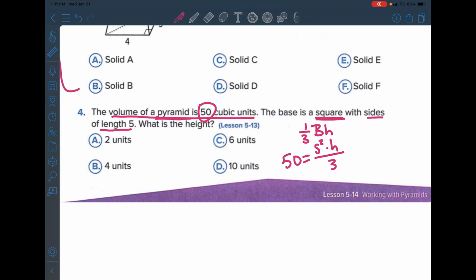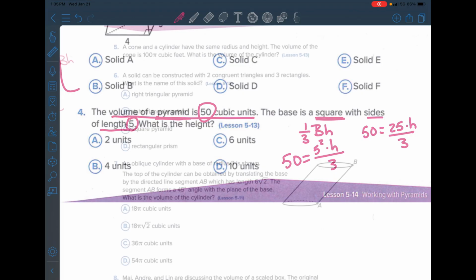We know that S is 5 because that's what we get right there. So now we go 50 equals 25 times H over 3. I want you to solve it just like we've been solving the other ones.